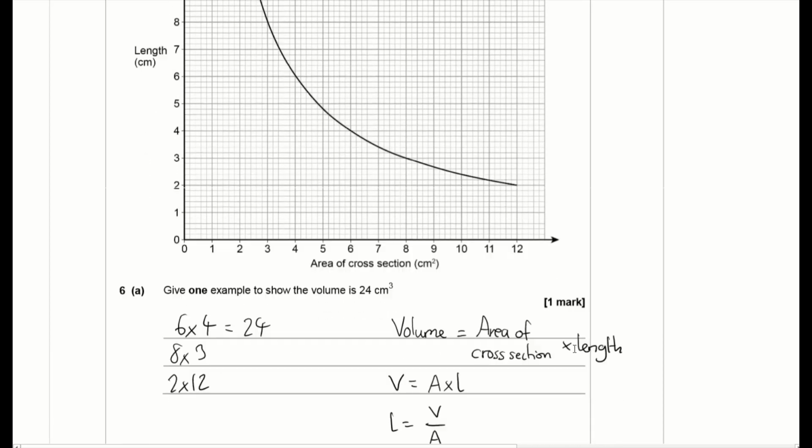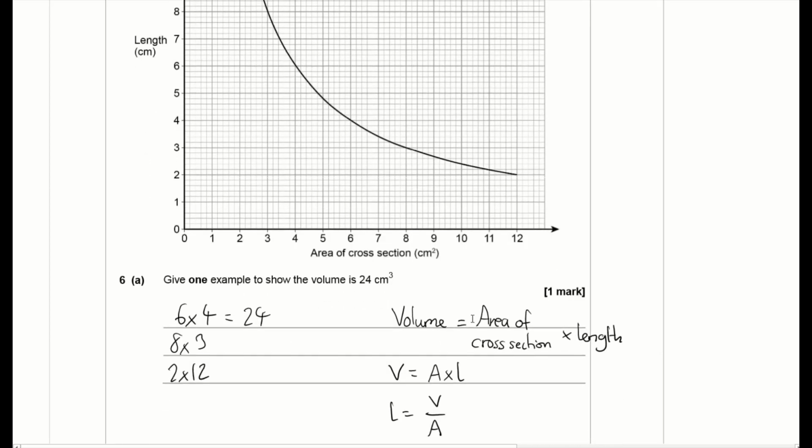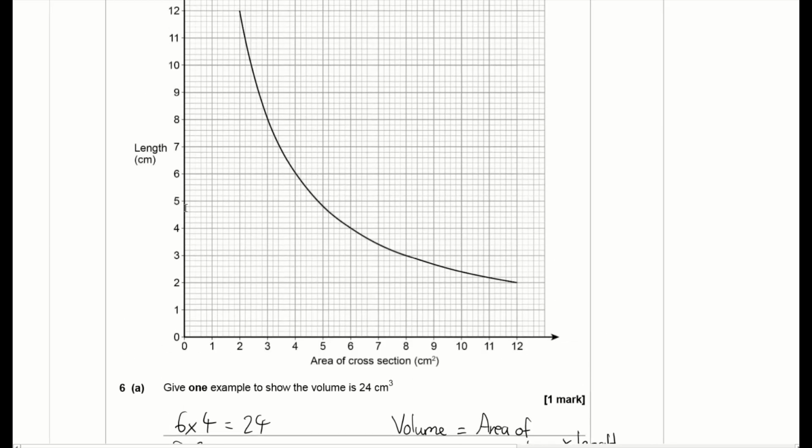Now, if we look at that type of proportion, this is where it comes from. Now, we know that when we're dealing with volumes of prisms, the volume is equal to the area of the cross-section times the length. So if we let the volume be V, the area be A, and the length be L, we can say V equals A times L. If we make L the subject, you would divide by A, so that would mean L would equal V over A, and that now matches the way this graph has been presented.